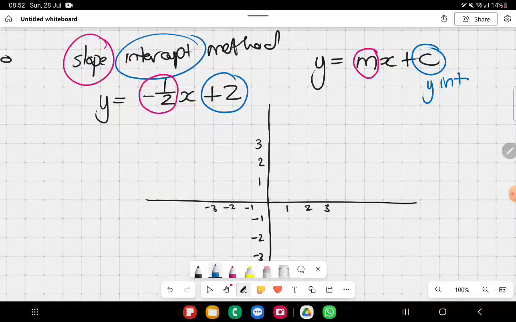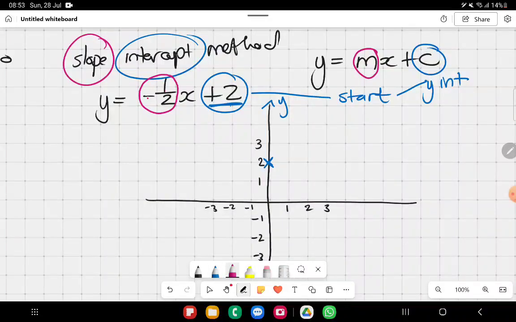So the first thing I'm going to do is I am going to use my y-intercept. My y-intercept is where I start. So I start at the y-intercept. So I go on my Cartesian to the point where y is equal to 2 and x is 0. So that is my y-intercept. Okay, so that point is the blue one.